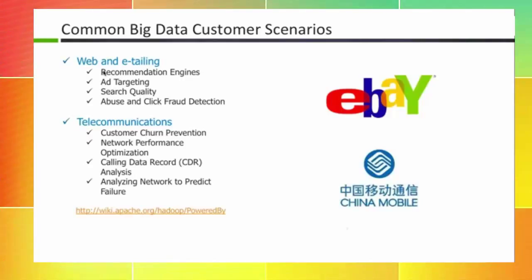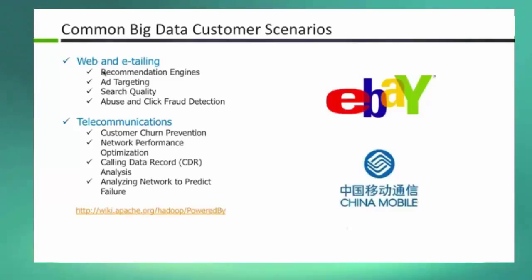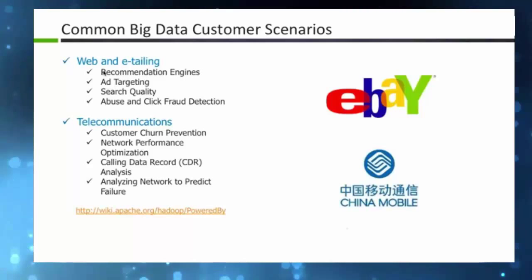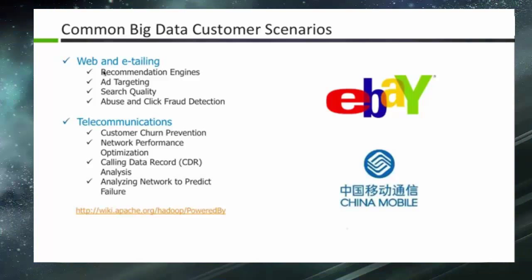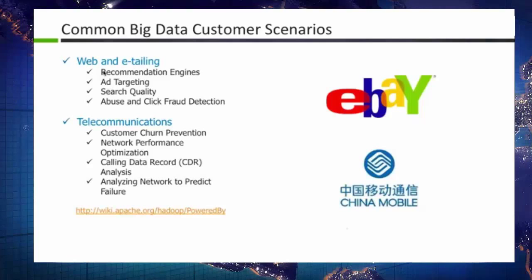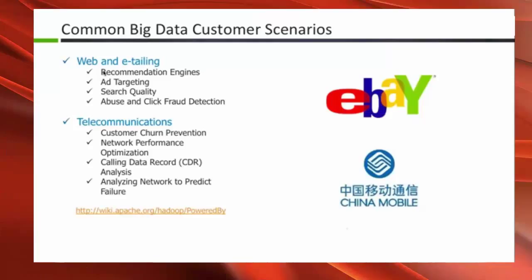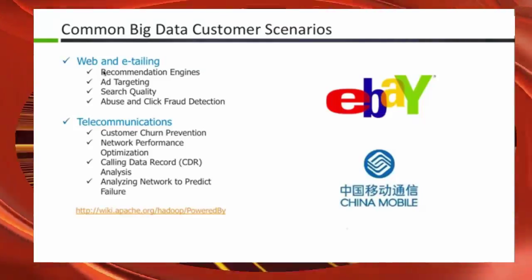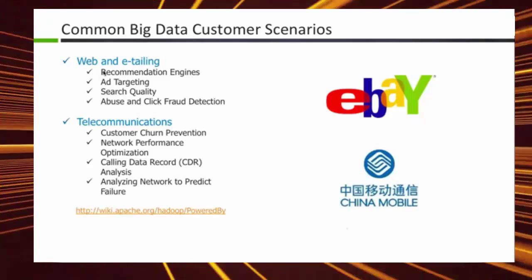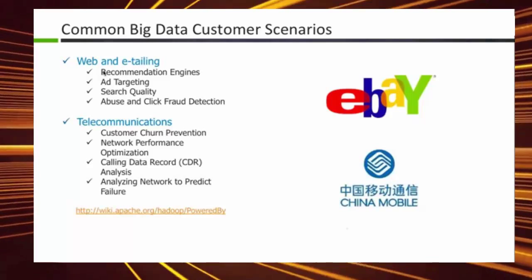If you try to check out something from either eBay or Flipkart, it will say people who bought this also bought this. That recommendation engine is done using big data analytics. In fact, Mahout is the tool used for building recommender systems. I'll talk about Mahout as well, so don't worry about that. Then ad targeting, which I've already spoken to you about, where you can target your ad to a specific customer based on his behavior. That's one place where people use big data a lot.